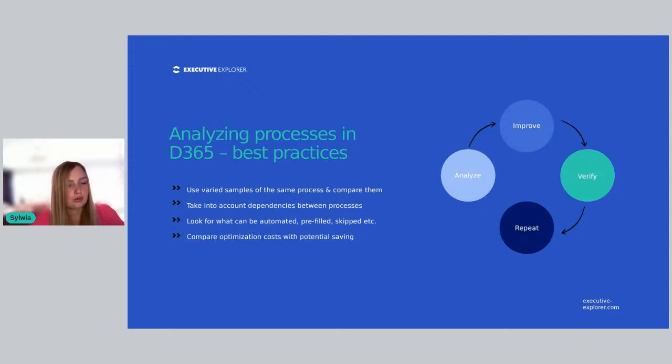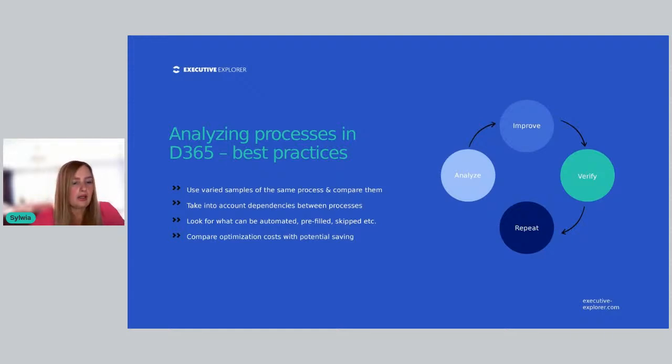Additionally, you should also take into consideration dependencies between processes, because why some processes may be ineffective may not be a result of some difficult steps or long steps or something wrong with the process itself, but it may have to do with the long period of waiting for other processes to start or end. So taking into account those dependencies is also very important here.